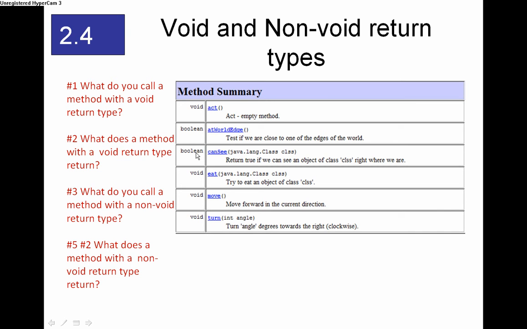Okay, number 1, what do you call? Look at this. This is void, boolean, boolean, void, void, void. What do you call a method with a void return type? Question number 2, what does a method with a void return type return? Number 3, what do you call a method with a non-void return type? And number 4, what does a method with a non-void return type return? Answer those questions before we move on.